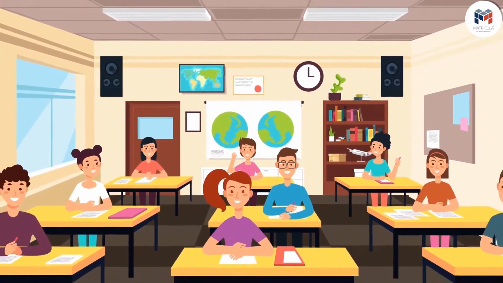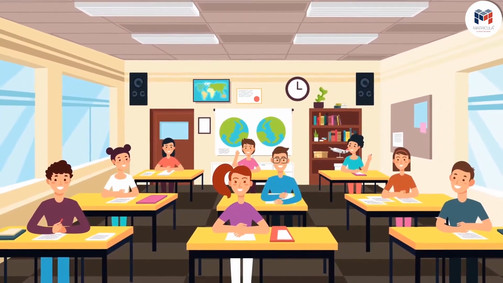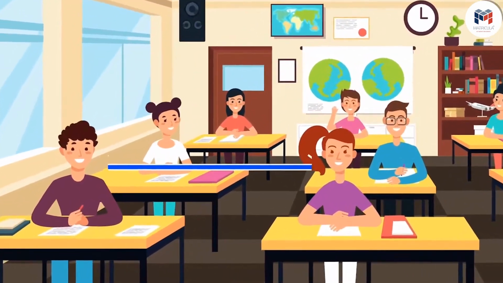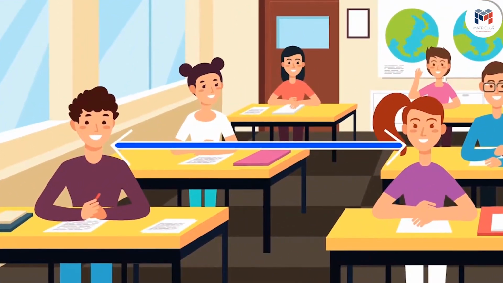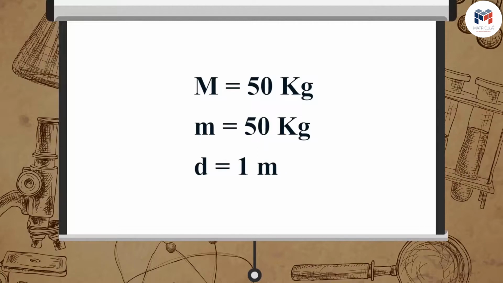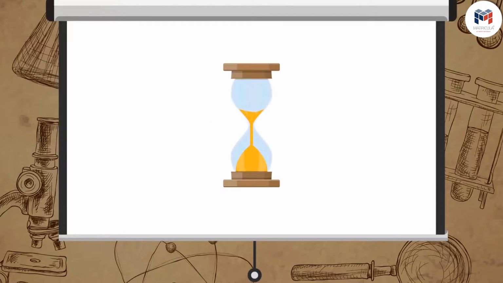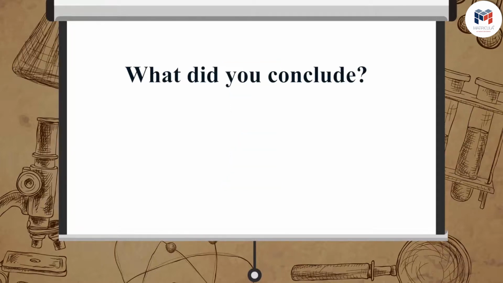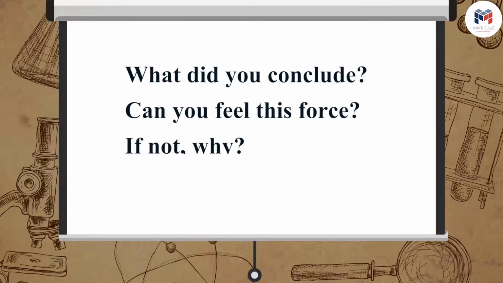After knowing about universal law of gravitation, can you calculate the force between you and your friend sitting nearby? Let's assume both of you have a mass of 50 kilograms each and the distance between you and your friend is 1 meter. You can pause this video to do the calculation. What did you conclude? Can you feel this force? If not, why?